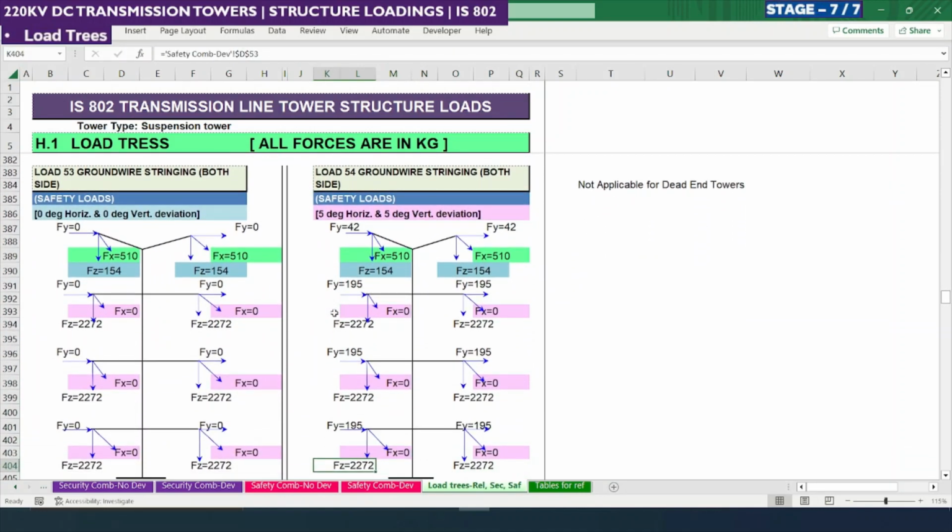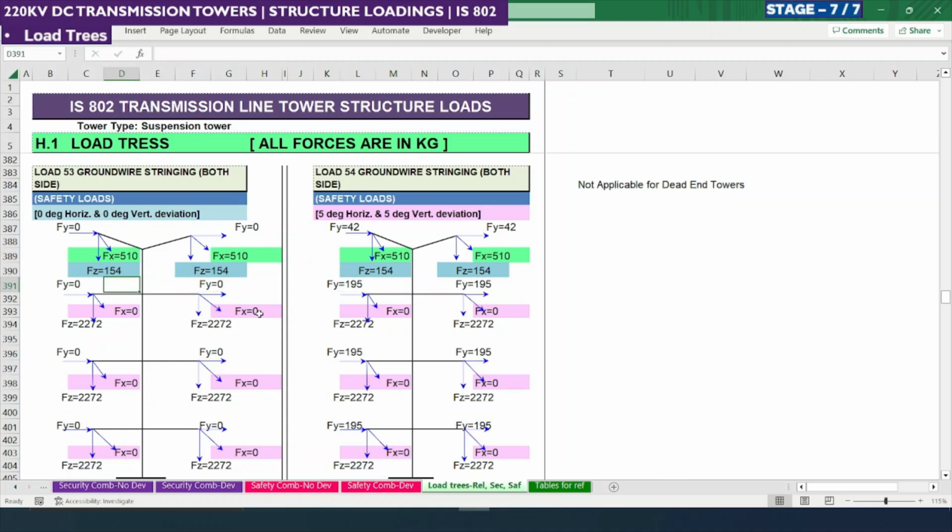So here again, similar to the earth wire security load conditions, where we are considering a broken wire condition, here we are considering a stringing wire condition. So here the ground wire is being strung. During that, only the stringing wire will have the longitudinal forces. The remaining conductor fixing points should all be 0 in f of x. So that is what we have done here.